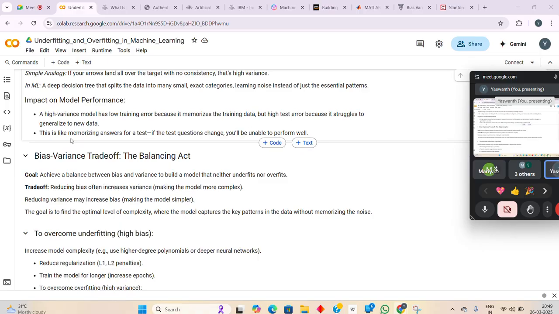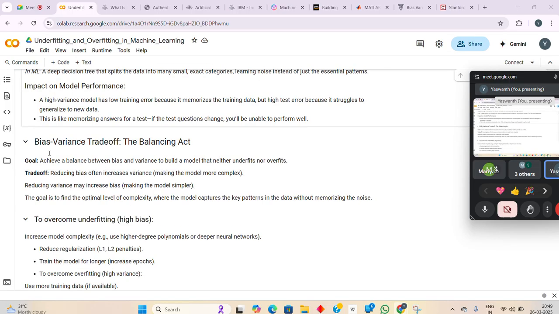This is like memorizing answers for a test, but if the test questions change, you will not be able to perform well. This is the best example: memorizing the answers for the particular test. For example, if we change the values, you will not be able to answer them properly. So this is what overfit is.